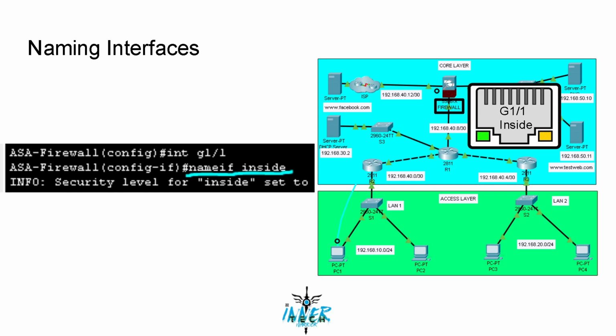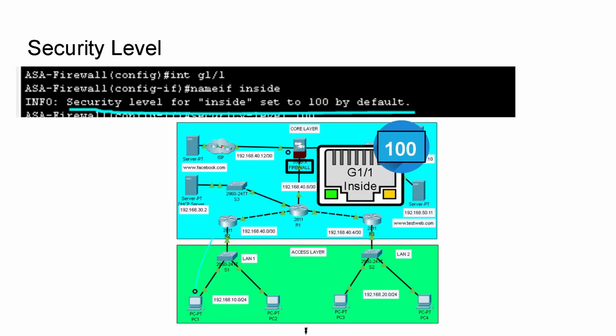So, starting with interface G1/1, let's name the interface inside to let us know this is the inside interface with the nameif inside command. Notice we're told that the default interface security level is 100, the highest trust level.